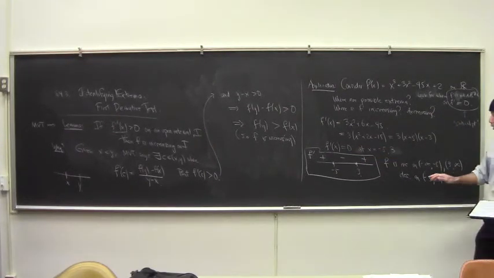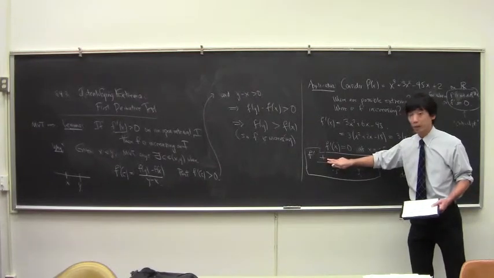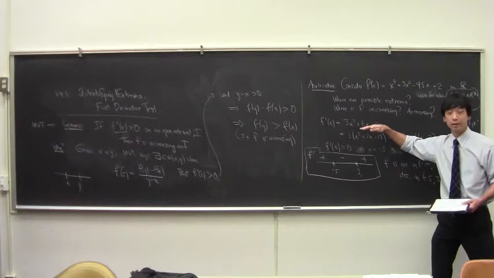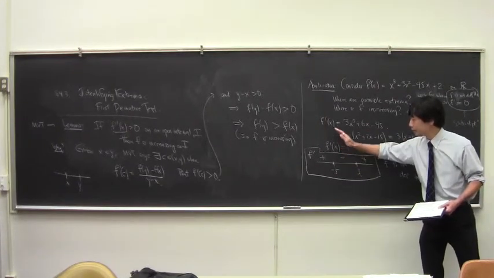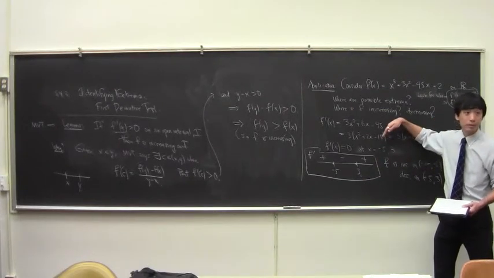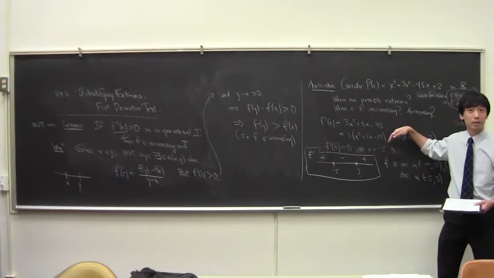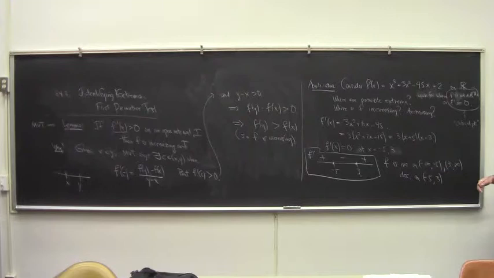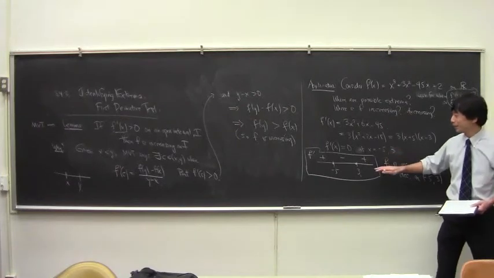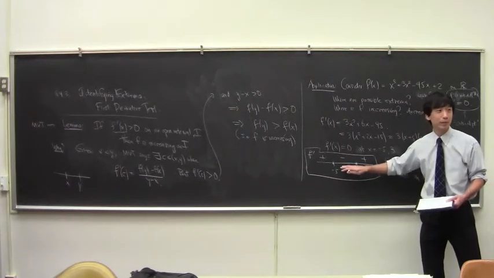However you do it, you find out that f prime is positive here. In other words, f is increasing here. f prime is negative here, so f is decreasing. And then f prime is positive here, so f is increasing. Okay, is everyone okay with that? You have to keep straight what's f prime and f. This is f prime, this is not f. It gives you information about f.